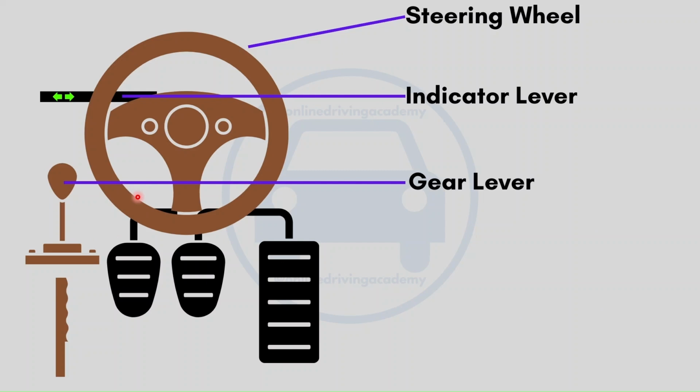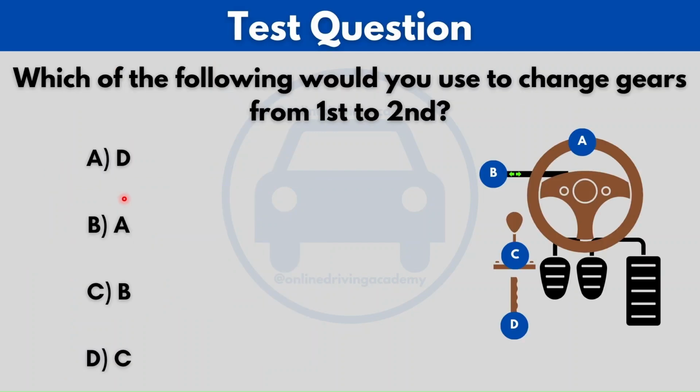We're now looking at the third component or control, which would be your gear lever. Now, remember, your gear lever is used to select gears. So whether you're selecting first gear, second gear, third gear, all the way up to your 6th gear, you have to use your gear lever to do so. So this question is asking, which of the following would you use to change gears from first to second? Is it A, B, C, or D?